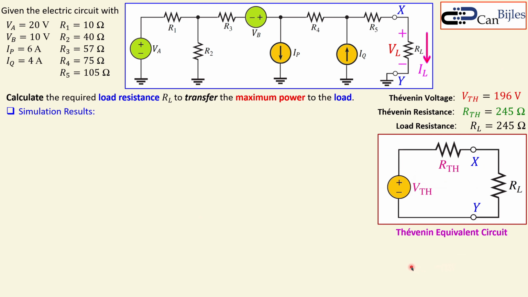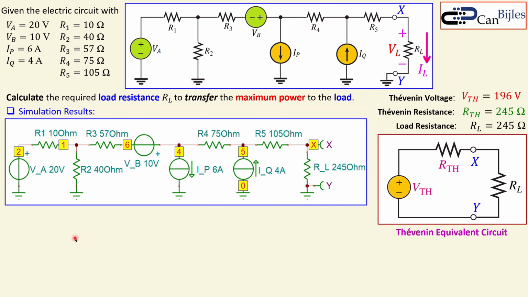Okay. Now let's also look at the simulations, because we have now this circuit and prepared our Thevenin voltage, Thevenin resistance, and also from that the load resistance. This is the simulation circuit I have prepared. You can see the original circuit elements, so the voltage sources VA, VB, R1, R2, R3, R4, R5, and also IQ and IP for the current sources. You can see the current goes down and current goes up here. And already we'll place the resistor for the load of 245 ohms.